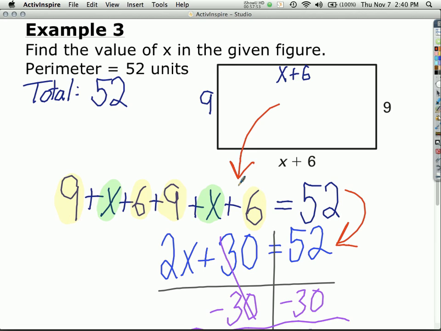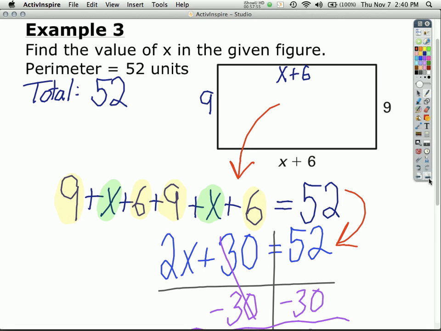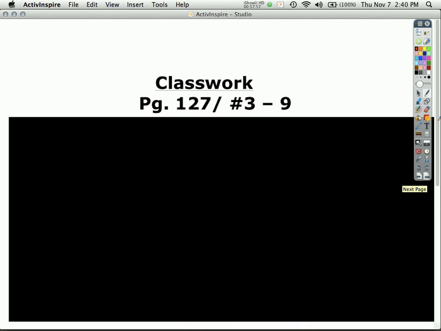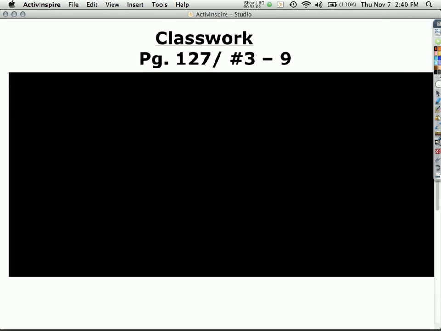Okay? All right. Draw a line across your paper. Your classwork is page 127, numbers 3, 4, 5, 6, 7, 8, and 9. Number 9 is broken down into 4 parts. You have to do all 4 parts.